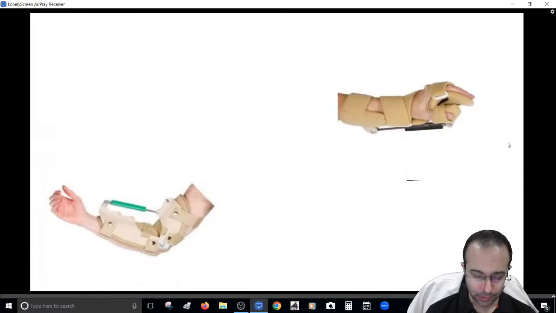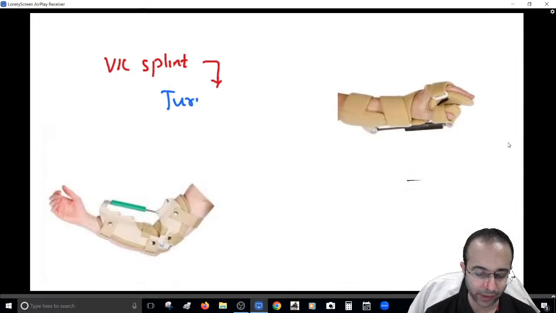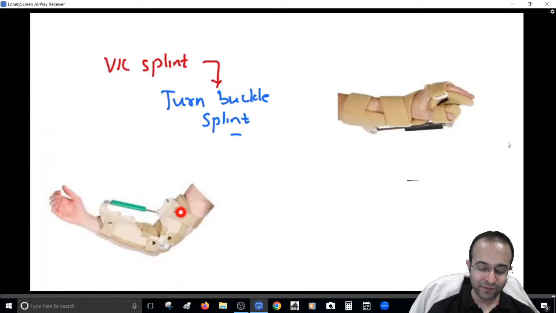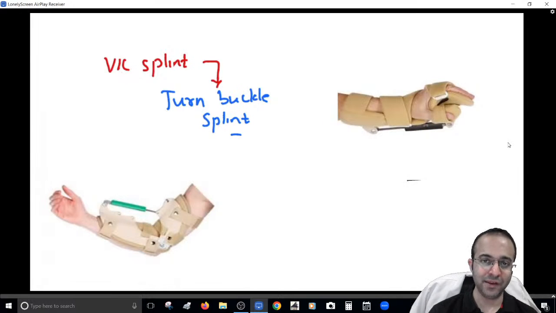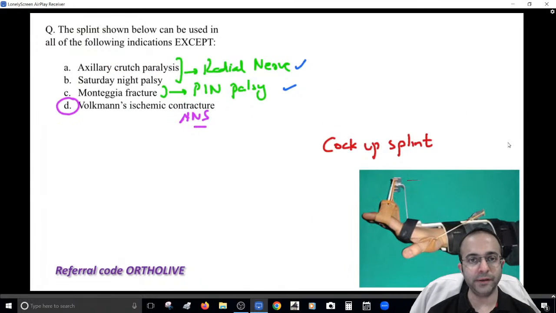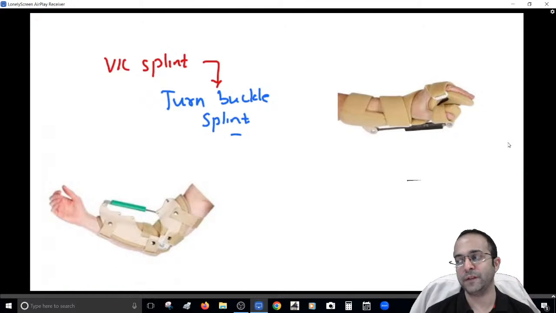So please, this is the VIC splint, and this VIC splint, Volkmann's ischemic contracture splint, is better called a turnbuckle splint. You have a flexion contracture, and by rotating this buckle you can distract and stretch a contracted thing. So if you see this kind of a buckle, it's a turnbuckle splint, you think of VIC. Otherwise, this is a cock-up splint that you give for radial nerve palsy, or sometimes even PIN palsy that may happen in Monteggia fractures. Clear with that?